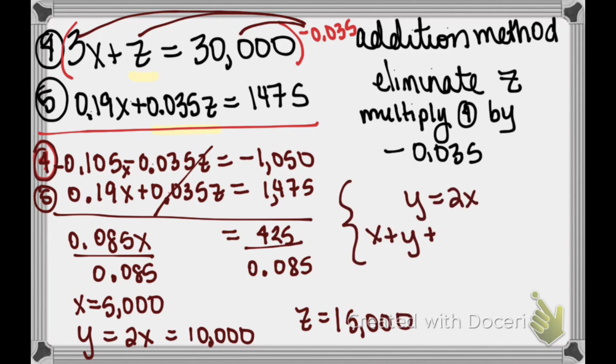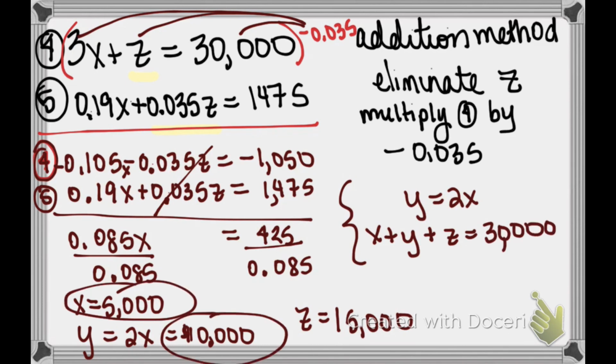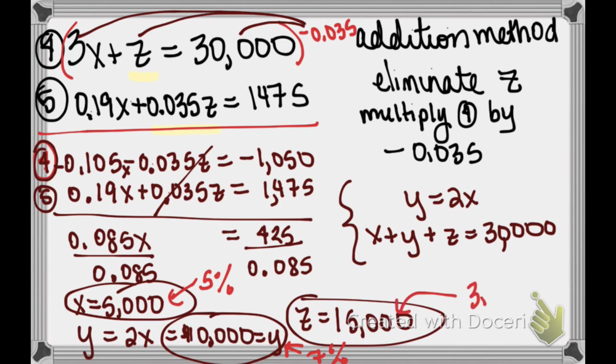So I just had these in my head. I go back to my equations. y equals 2x, x plus y plus z equals 30,000. And I solve for all of them, and I get the 3. But x, y, and z isn't really exactly what we were solving for. We wanted to know how much was in the 5%, the 7%, and how much was in the 3.5%. So you go back to your table and solve.